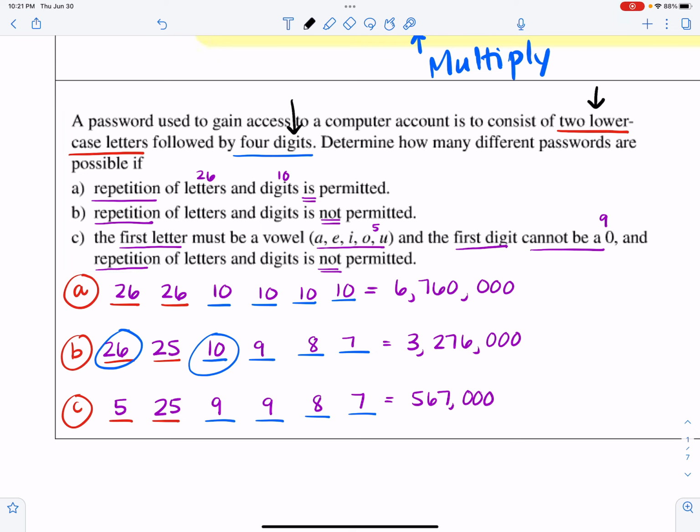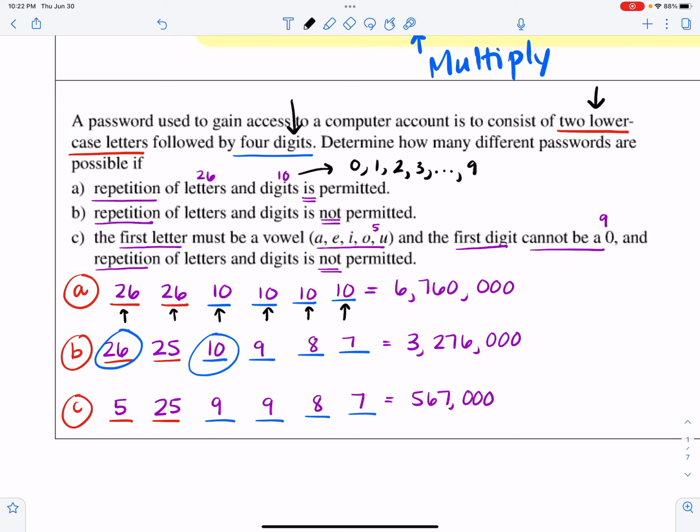And notice I did that here. For part A, these blanks represent the 2 lowercase letters, and then these blanks represent the 4 digits. Then I go to each one and write down the number of possibilities. For letters, there are 26. For digits, there's always 10. Remember, always 10 possible digits, because a digit can be anything from 0 up to 9 in terms of whole numbers.